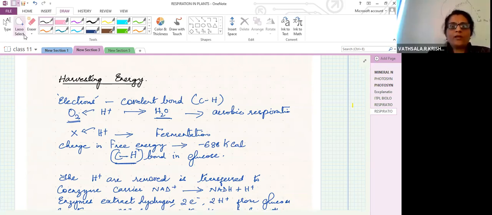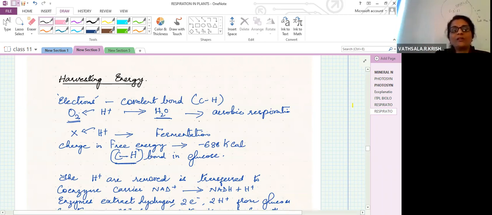Now, when we say that energy is produced utilizing glucose, what does that mean? It's not glucose alone, but also amino acids or fatty acids. It's the bond between carbon and hydrogen, the covalent bond in the organic compounds, that is used. These produce electrons.